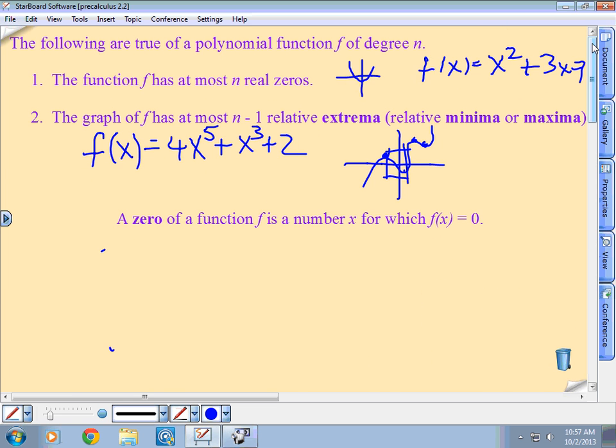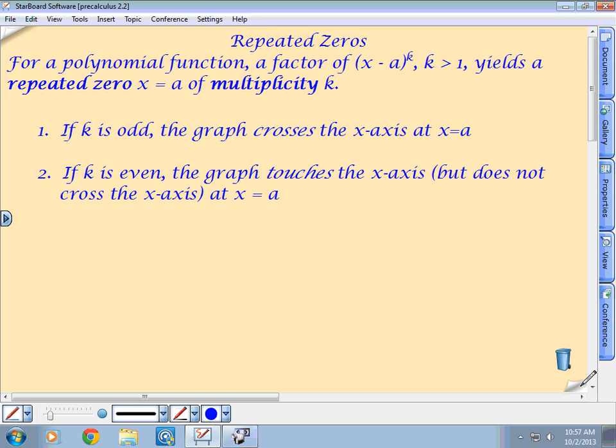That looks really dumb. They can look any way they want. That's all you're doing. You're looking for zeros. Class can be whatever they want to be. Repeated zeros.